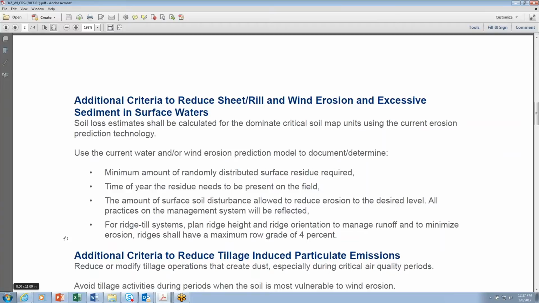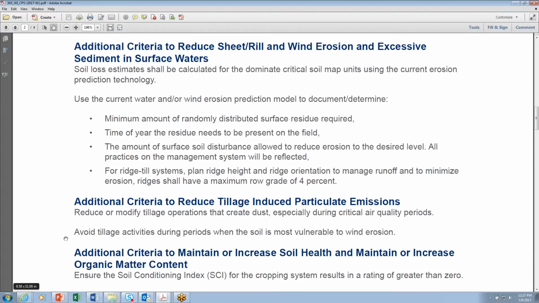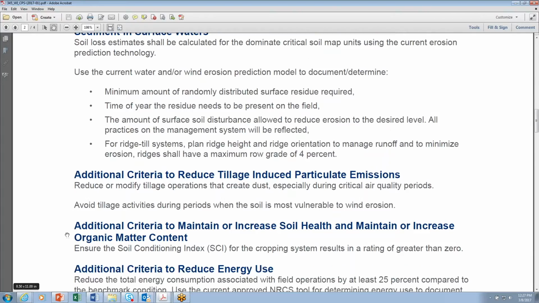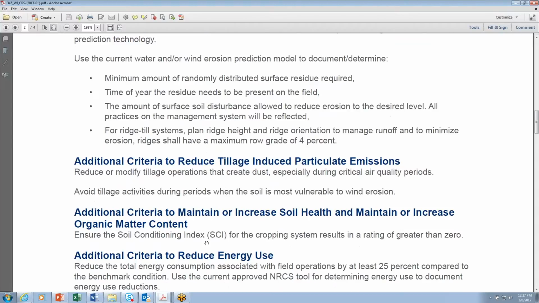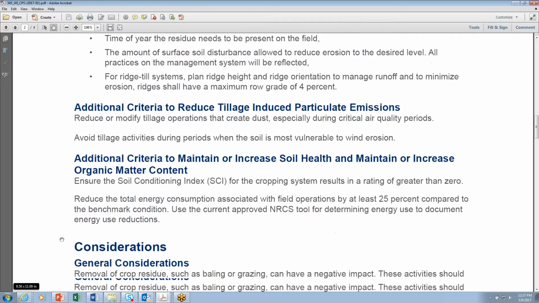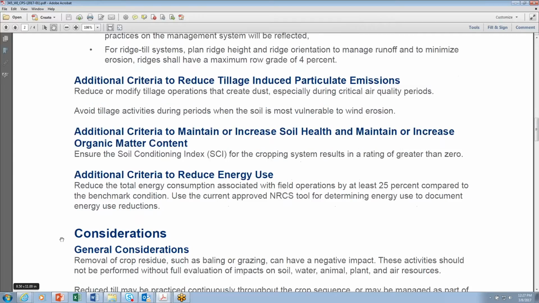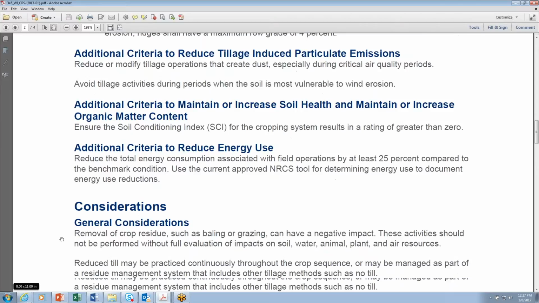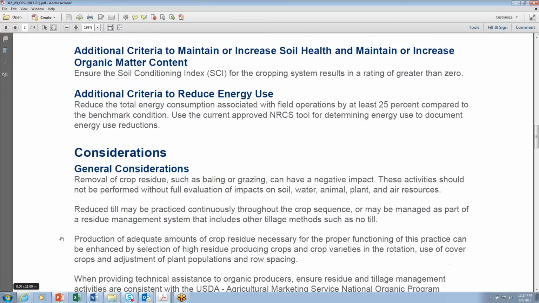We're going to be looking at some other criteria. Particulate emissions, and here's where it talks about the soil conditioning index having to be greater than 0, so that could be a limiting factor for you, even before you get all the way up to that 80 stir value. Again, for energy reduction, if you hit a 25% reduction in that benchmark condition, we're okay with energy.